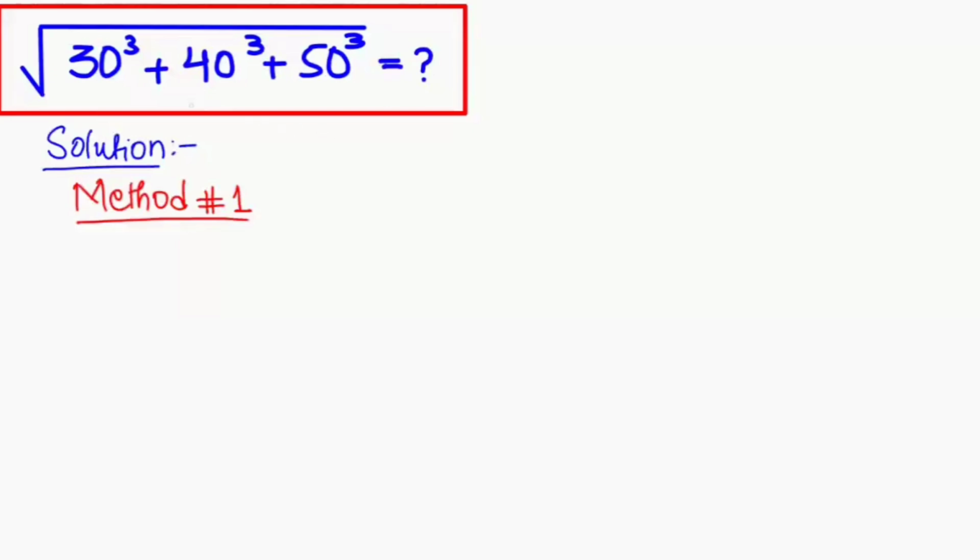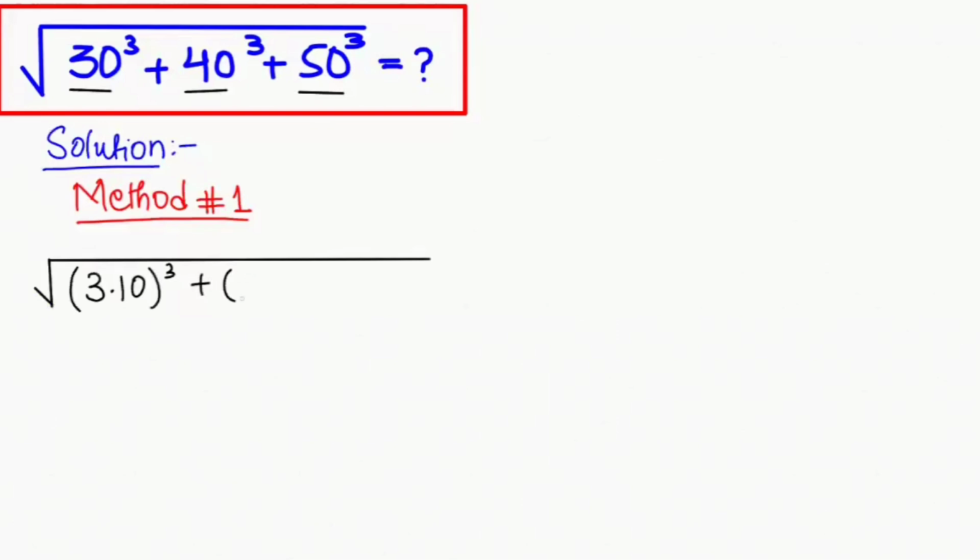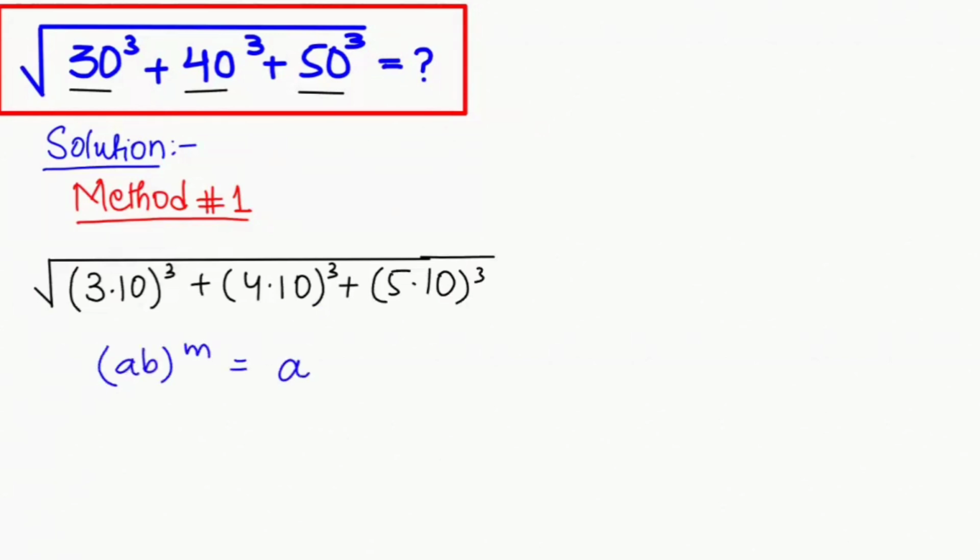In the first step, I am going to split this 30, 40 and 50 here: 3 times 10 to the power of 3 plus 4 times 10 to the power of 3 plus 5 times 10 to the power of 3. Next I will apply the exponential rule, that is (a times b) whole to the power of m can be written as a to the power of m times b to the power of m.